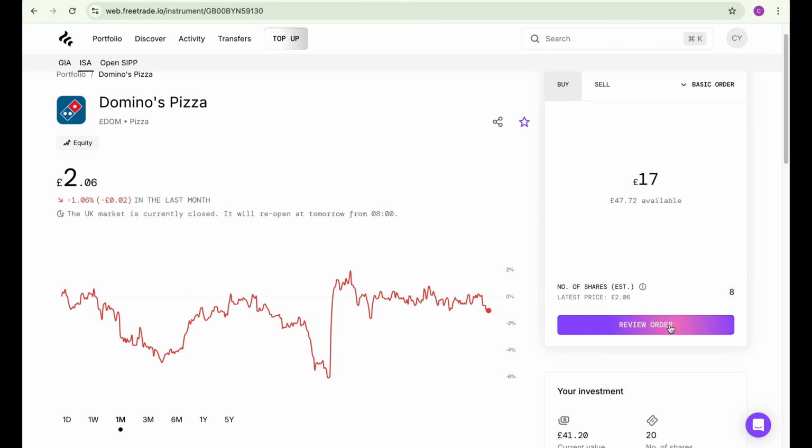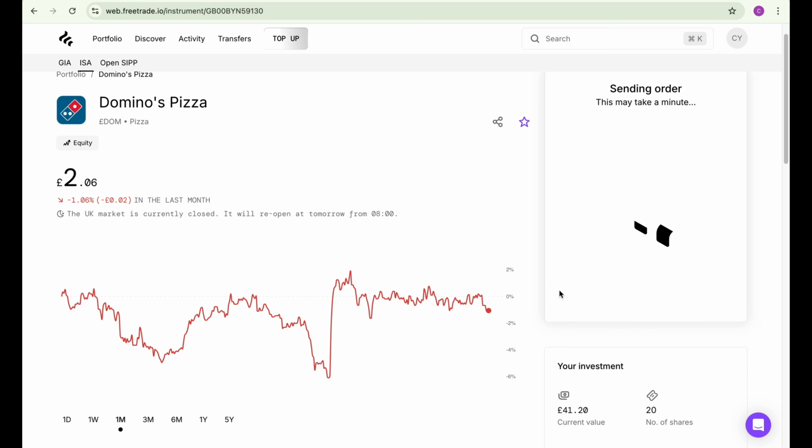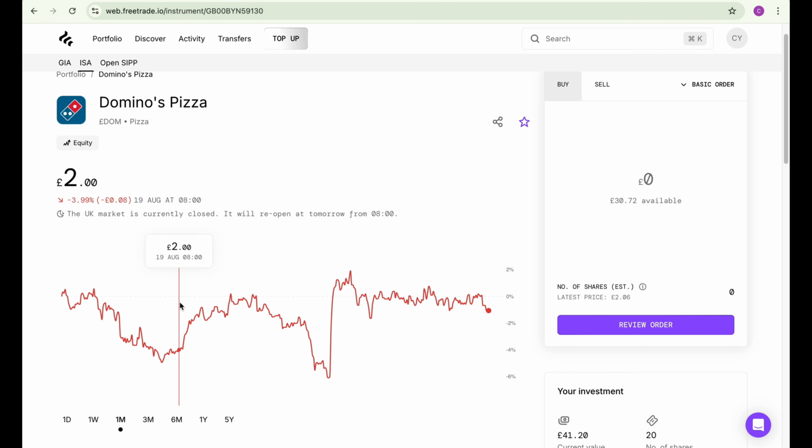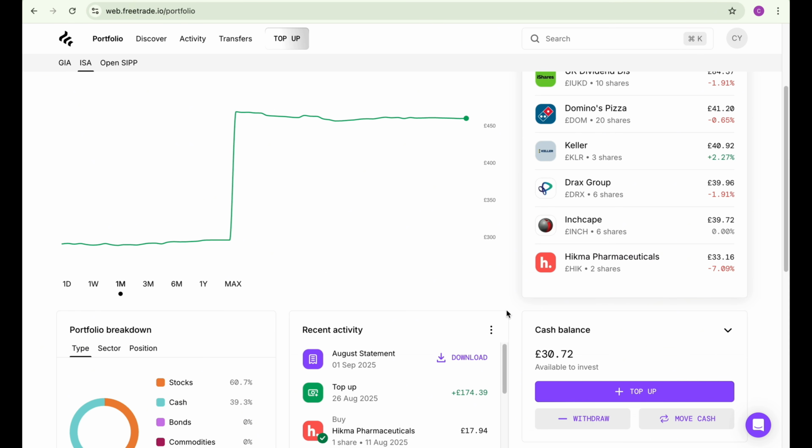I'm going to be adding 8 shares of the stock to my portfolio, and Domino's, similarly to Keller, is also down 2p over the last month. So this now leaves me with around £30 left in the portfolio, which I'm going to be putting into a new company. Now, I'm sure the big question on your mind is, what's the new stock I'm adding?